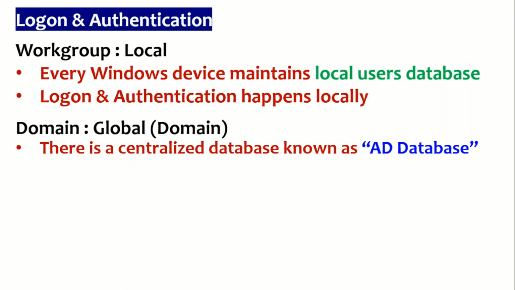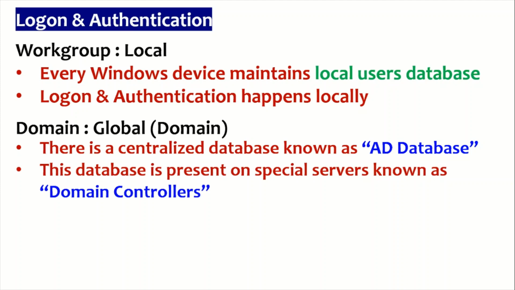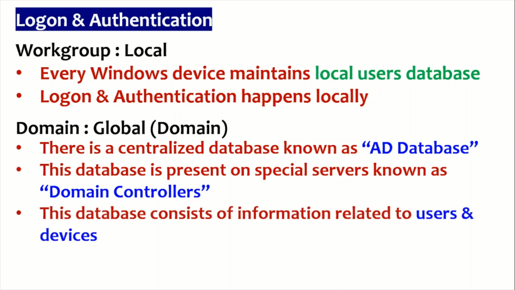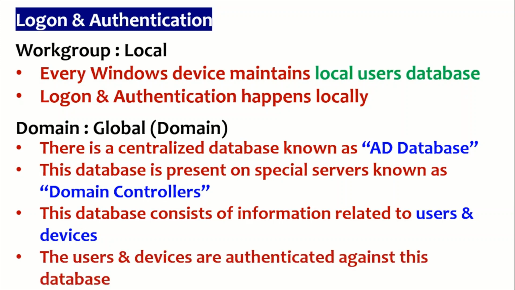There is a centralized database known as the Active Directory database. This database is present on some special servers known as domain controllers. This database consists of information related to users and devices on the network, and the users and devices are authenticated against this database. So there is a centralized database, and it takes care of all the authentication in a domain network, whereas in a workgroup network, every device will have its own local user database.